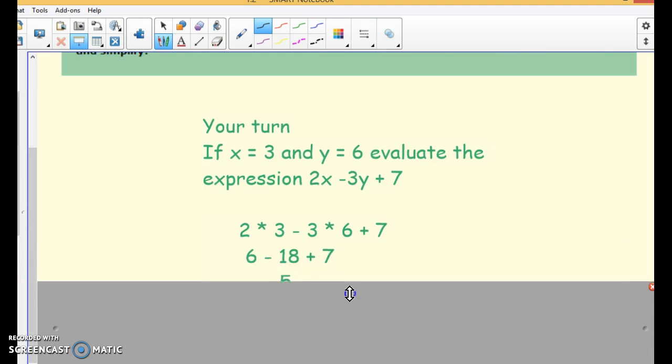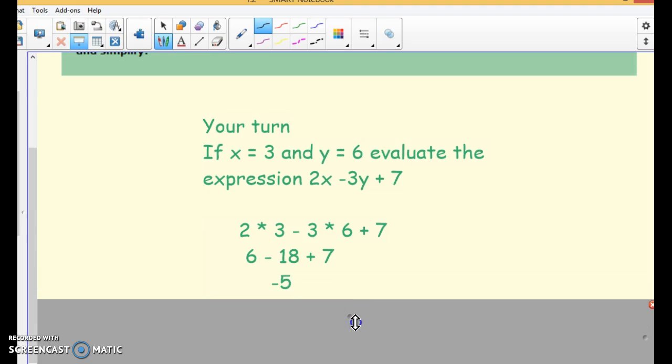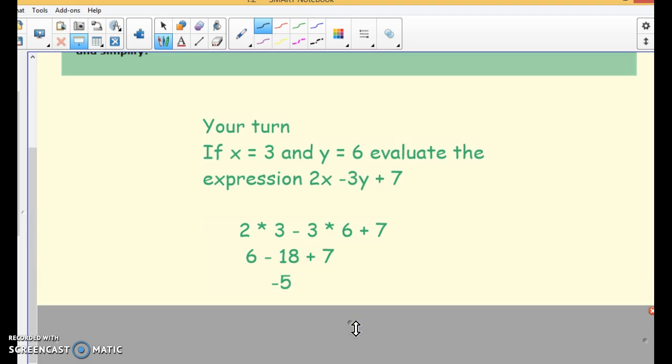So I have 2 times 3 first, which is 6. 3 times 6 is 18, so I'm left with 6 minus 18 plus 7. So 6 minus 18 is negative 12. Negative 12 plus 7 gives me negative 5.